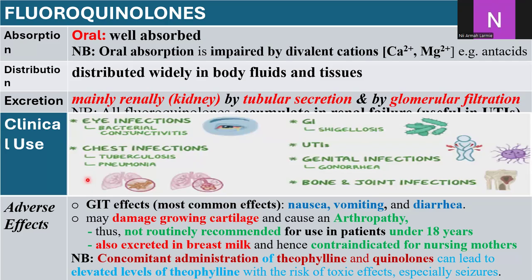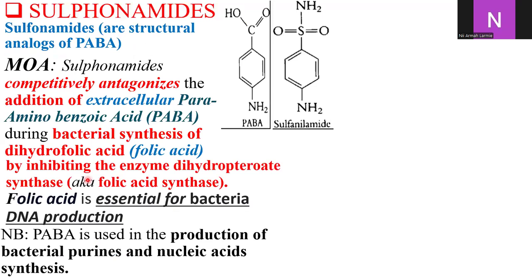So that is fluoroquinolone, the first member that deals with DNA synthesis inhibition. Note that this one is a direct DNA synthesis inhibitor. Now let's talk about the indirect DNA synthesis inhibitors. The first member is the sulphonamides.